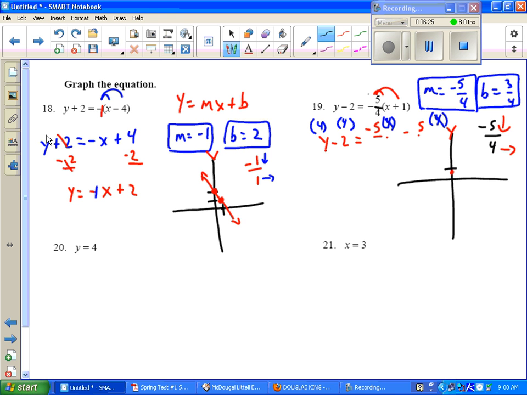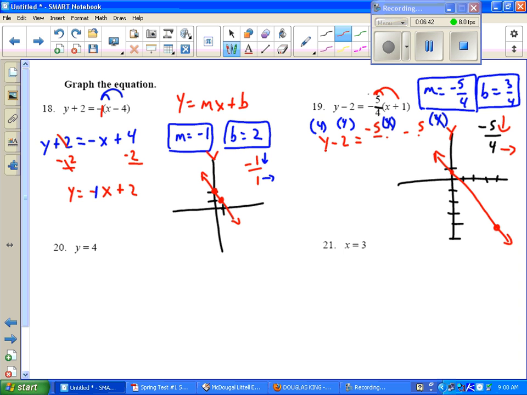So we need to make sure you have enough space. 1, 2, 3, 4, 5. 1, 2, 3, 4. So down 5 and to the right 4 times for your second point. Once you have 2 points, draw your line through that, you'll have a negative slope.